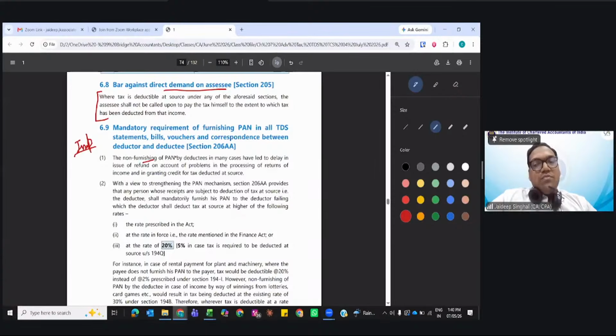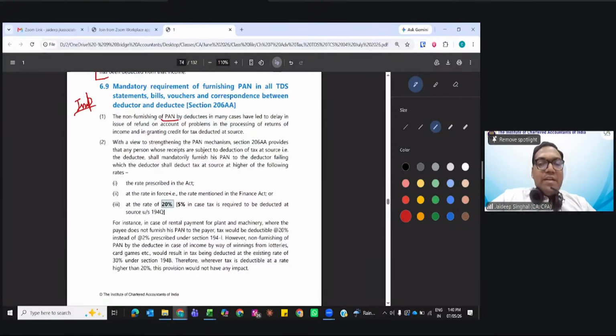So they say if there is a non-furnishing of PAN, the rate will be the rate prescribed in the act, or the rate in force, or 20%, whichever is higher. Let's suppose that in professional services the rate prescribed in the act and in force is 10%. If the payee is not giving the PAN number, the 20% rate will apply.